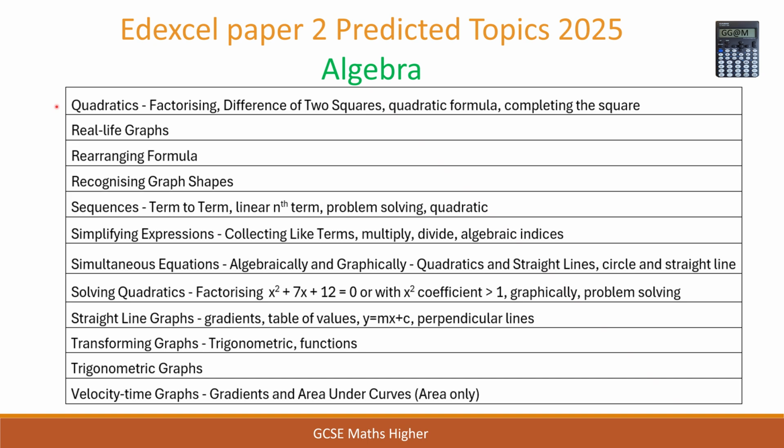So we've got quadratic graphs, real life graphs, rearranging formulae, recognising different graph shapes, sequences, simplifying expressions, simultaneous equations, solving quadratics, linear graphs, transforming graphs, trigonometric graphs, and velocity time graphs, looking at gradients and the area under curves. So these things did not come up, so you need to make sure you know how to do these.